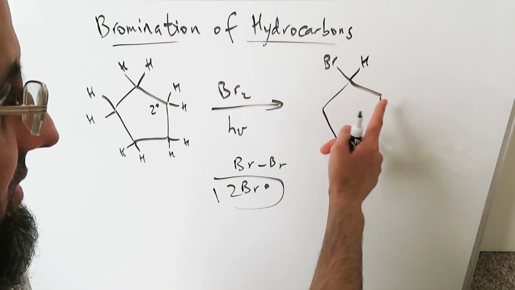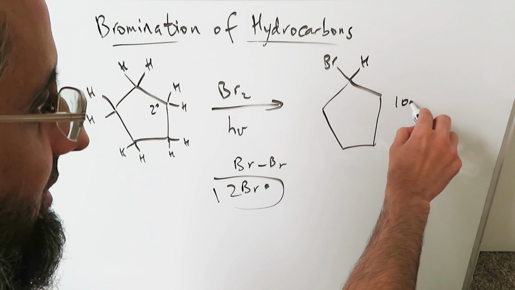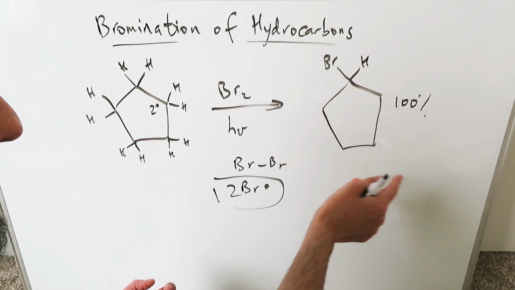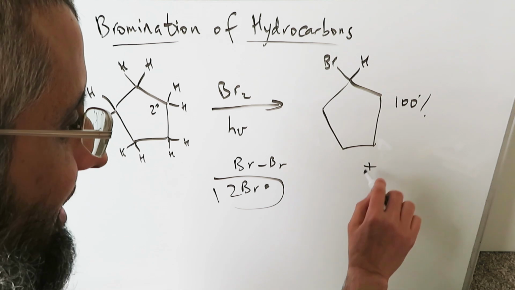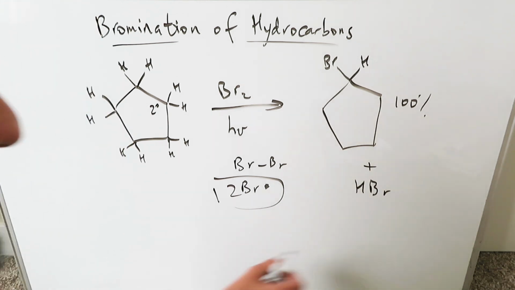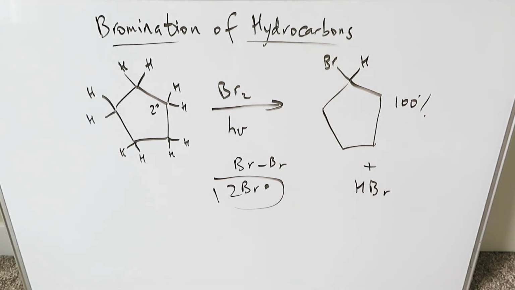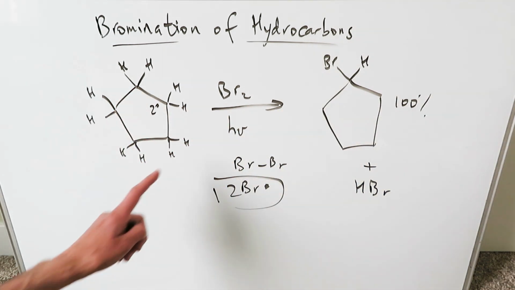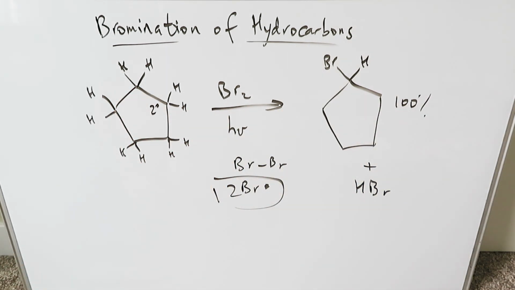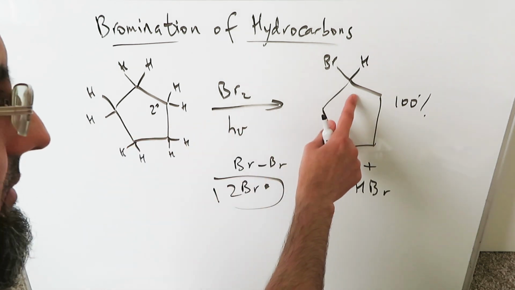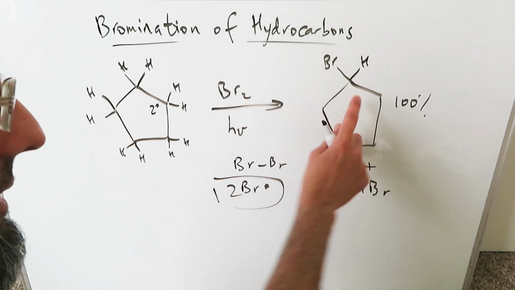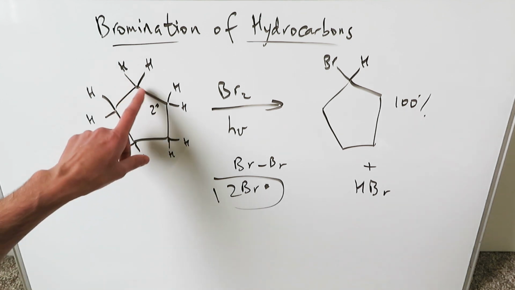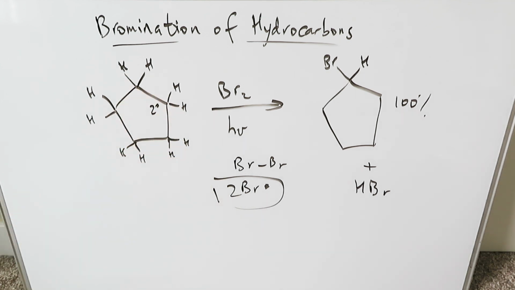This will be your end result and it will be 100% of this because wherever you put bromine it's the same, because you could rotate this and make it look like the same molecule, plus HBr. There's no doubt as to this being your end result because all of these carbons are the same. They're all secondary carbons. This right here is the cyclopentane. This right here will be bromocyclopentane as your end result. But again, there's no doubt because each of these carbons is similar to the next.